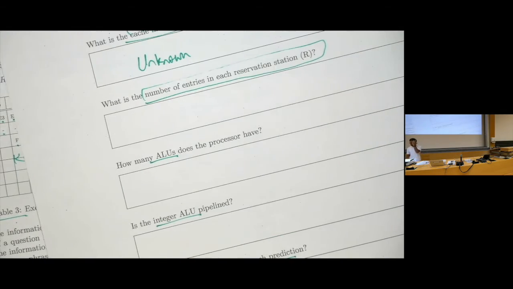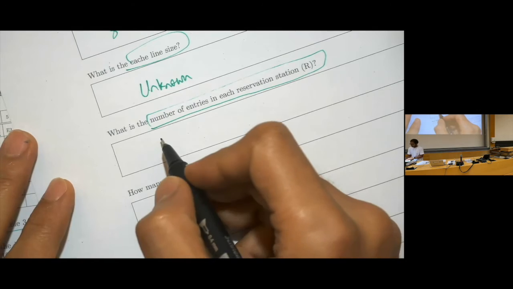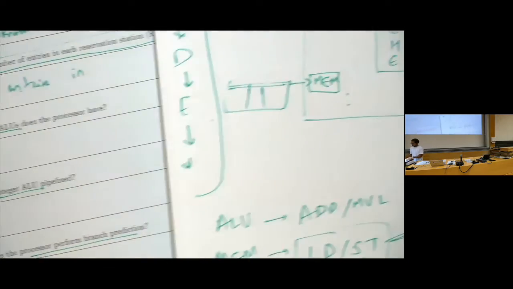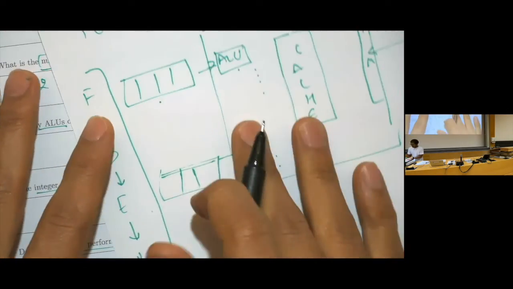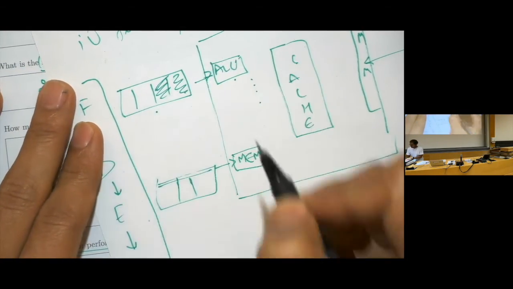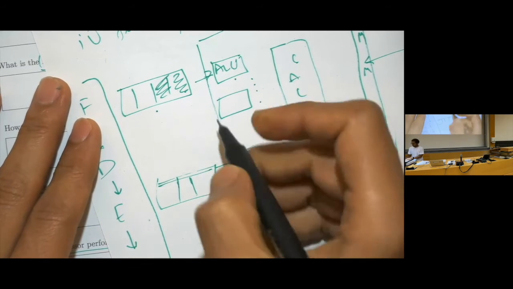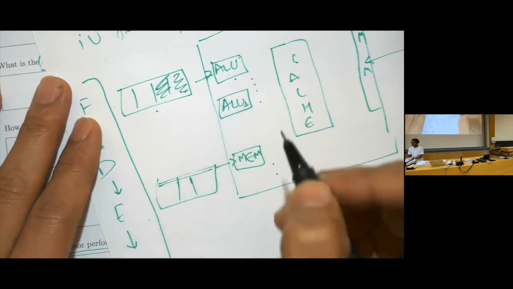Now these two questions are sort of similar. So in this case, you can have two entries in this ALU reservation station, or you can have two ALUs. Okay, both of them are possible answers.